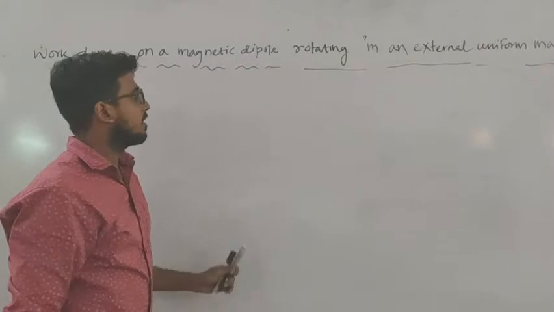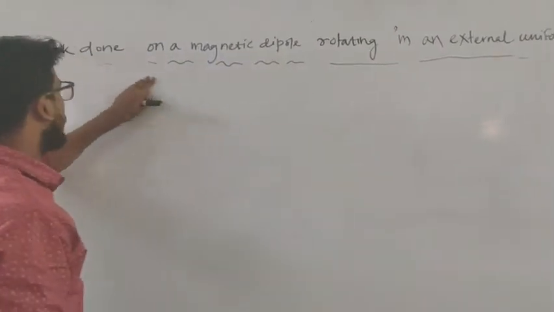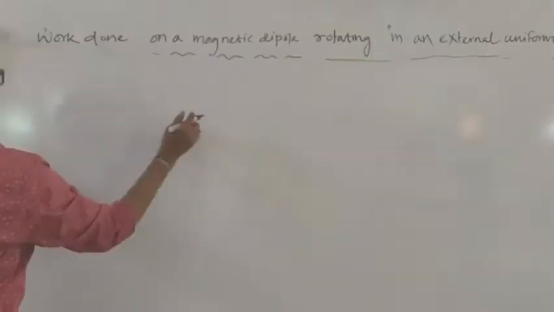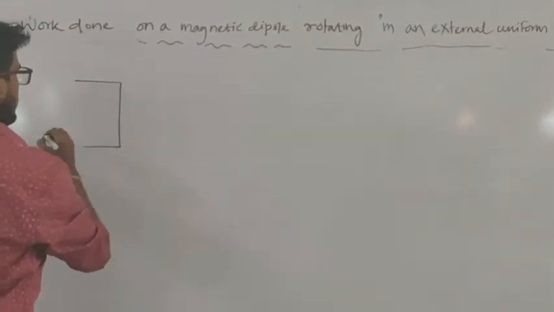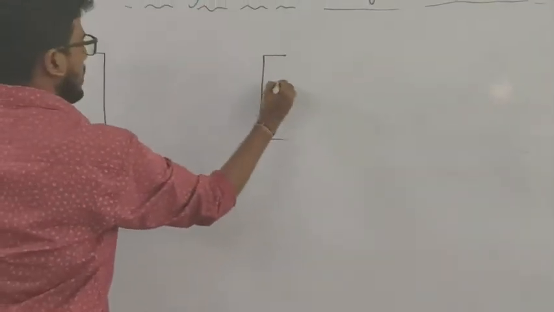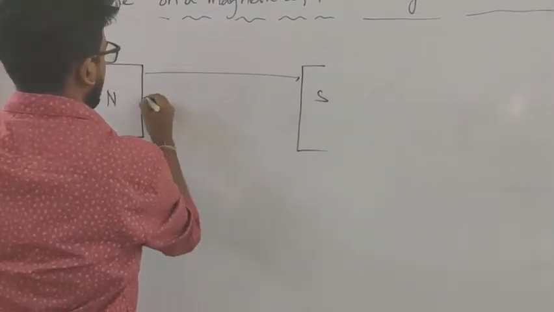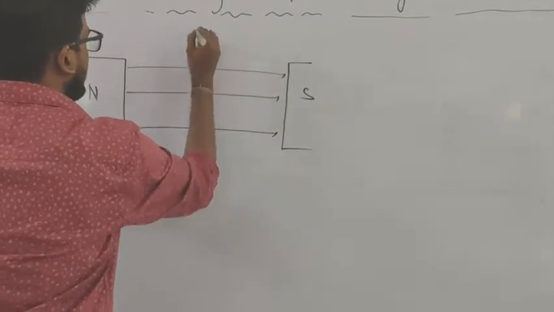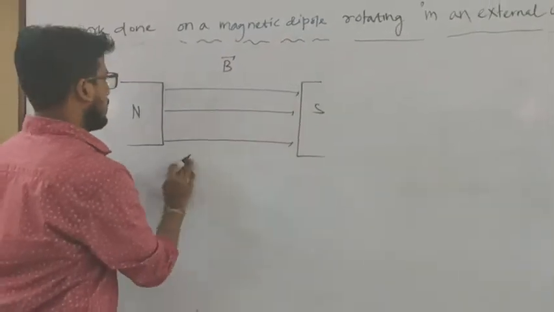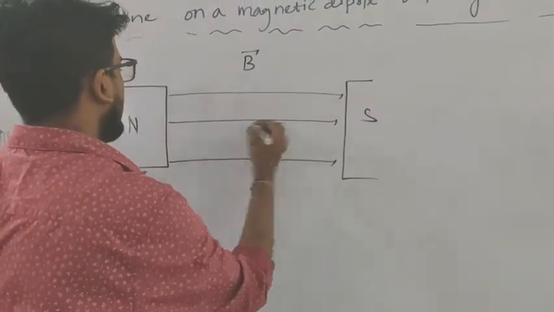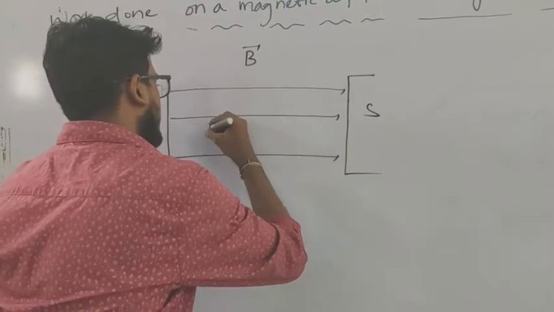Okay, so now let us calculate what will be the amount of work done by rotating a magnetic dipole in an external uniform magnetic field. So let us draw the figure first. There is an external magnetic field which is uniform, having field strength B, directed from left to right, and here we are to place a dipole.